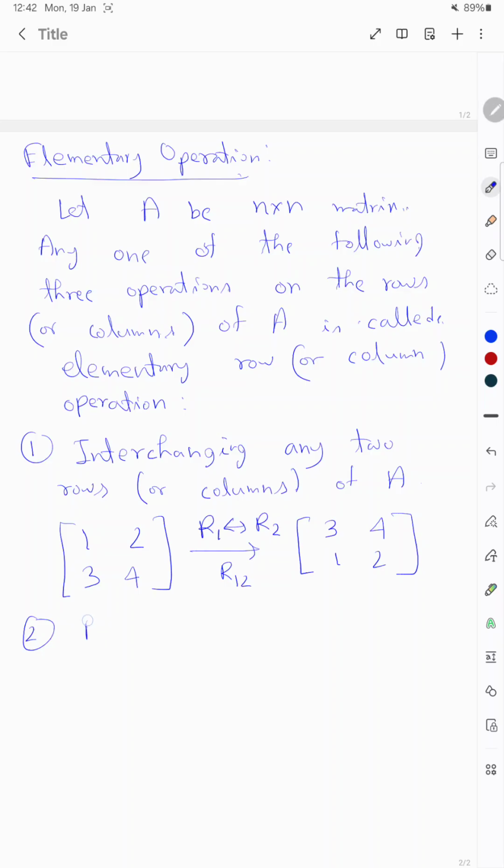Second is multiplying any row or column of A by a non-zero scalar.